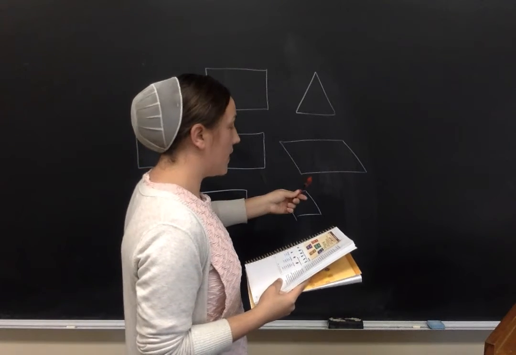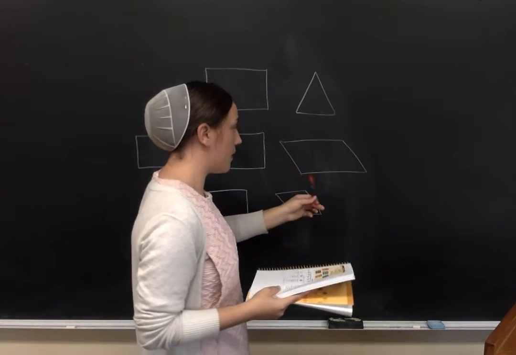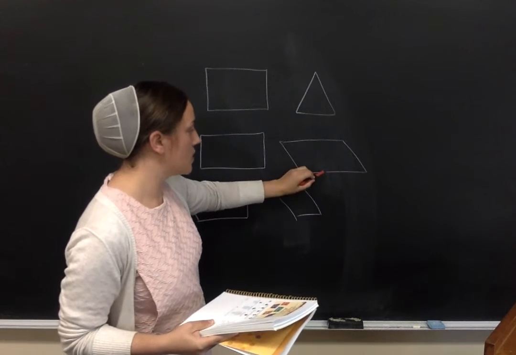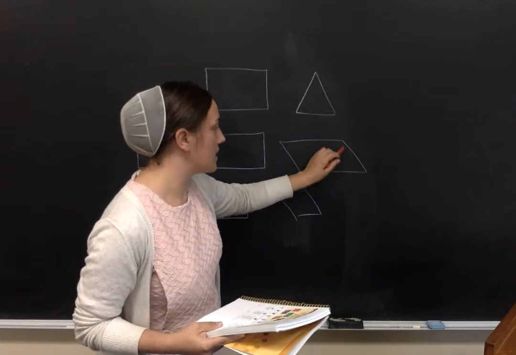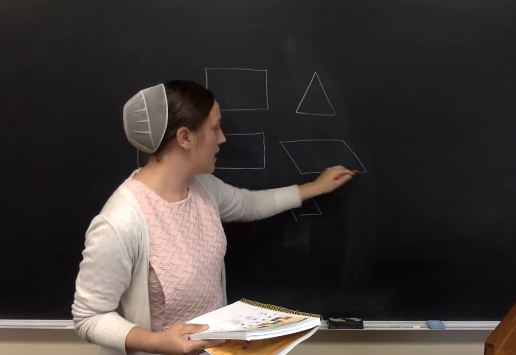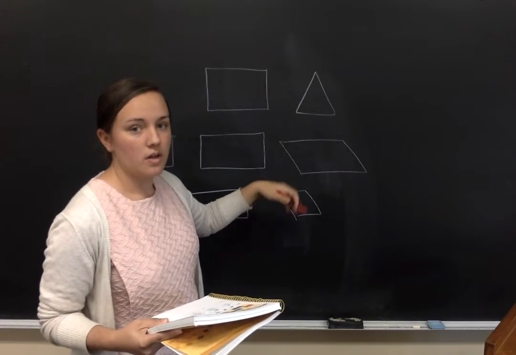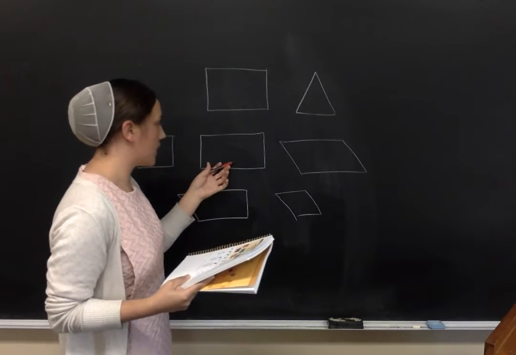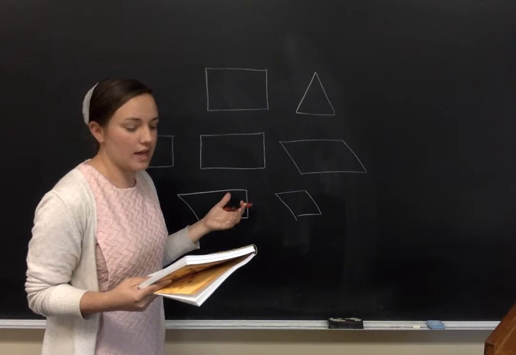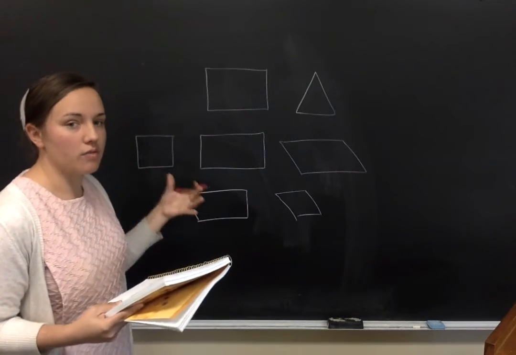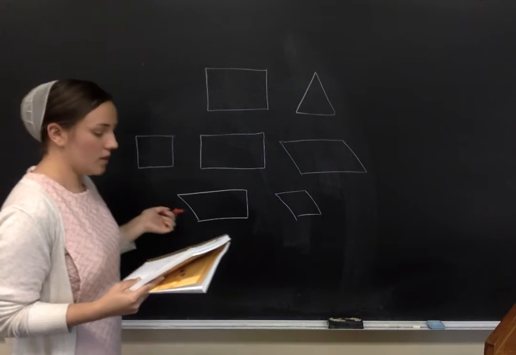Our next shape is a parallelogram. The reason this is called a parallelogram is because it has 2 pairs of parallel sides. These are parallel, they're going the same direction, and they're the same length, and these are also parallel. So that is called a parallelogram. Next, again, we have a rectangle, or this could be called a quadrilateral. A square is a rectangle, but all 4 sides are equal.